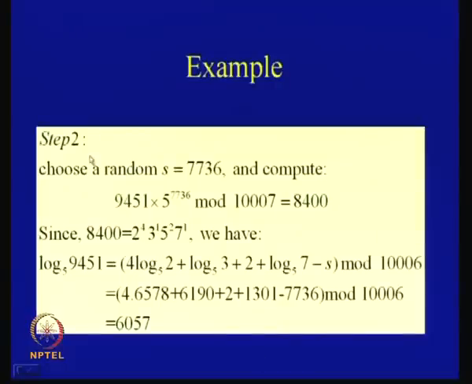Then you arbitrarily choose a value of s, in this case a random value s equal to 7736. If you multiply this with 9451, you will get 8400, which can again be factored in this factor base. If you take a logarithm on both sides, take the sum, and subtract out s, do a modulo 1306, then you are able to obtain the corresponding logarithm.